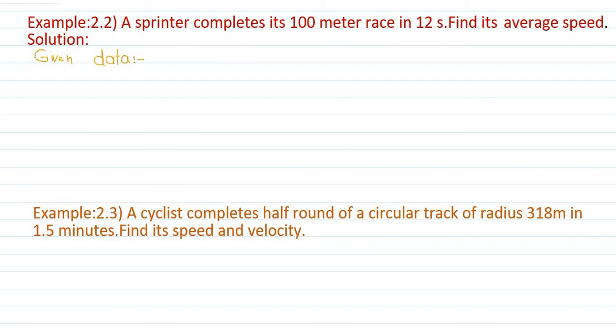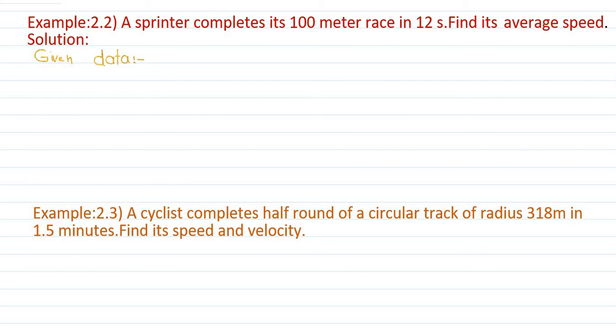Welcome to this video. In this video we are solving example 2.2 and 2.3. Open your textbook page number 37 and read example 2.2. A sprinter completes its 100-meter race in 12 seconds.